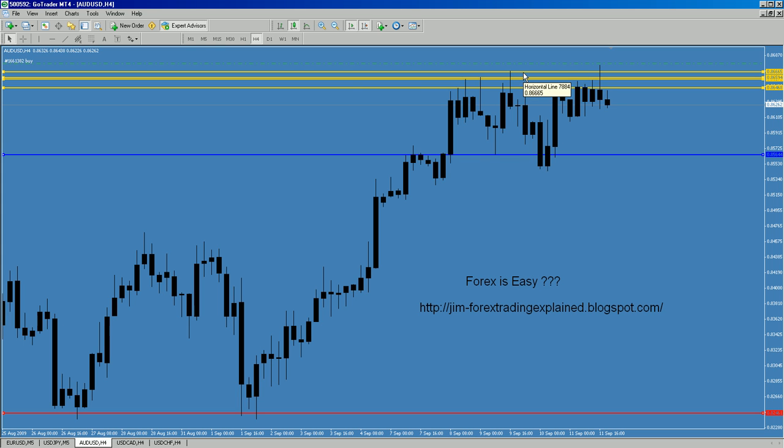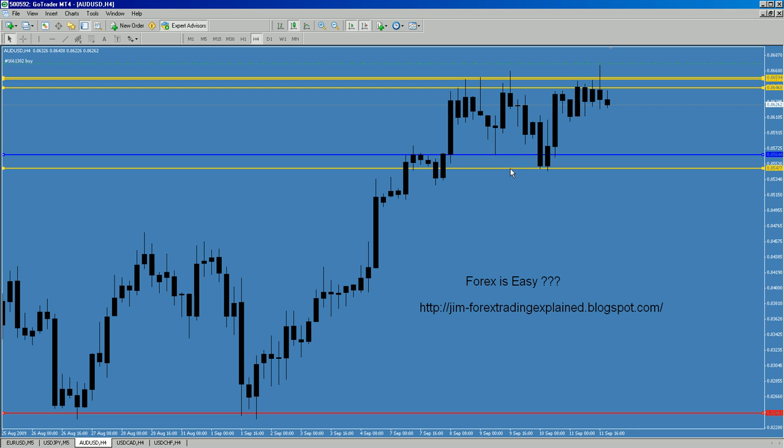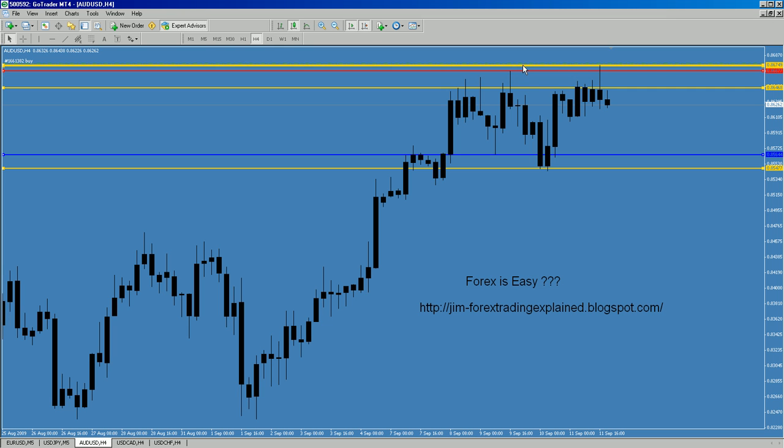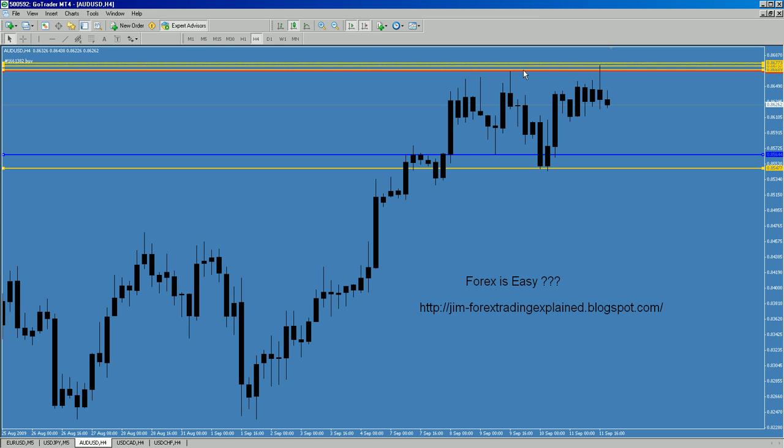So what happens then is the top yellow line comes down to the low of the candle that gave me my sell entry. The blue line stays there. The red line, which is my stop and reverse, goes there. Because there's no new lows as such, I put these other yellow lines out of the way, so it just makes it easy to look at the chart.